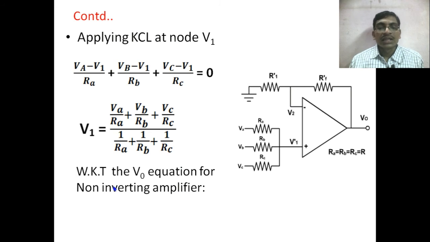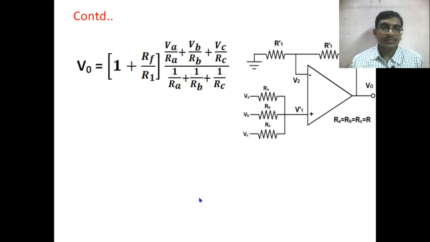We know the V0 equation for the non-inverting amplifier, as it is working as a non-inverting amplifier: the gain of this operational amplifier is 1 plus RF by R1. Therefore, the output voltage equation can be written as the gain times the input voltage. The gain is 1 plus RF by R1, which is the non-inverting amplifier gain, times the input voltage V1. This is the V1, right? We already calculated it. Now we are going to substitute the V1 value in the V0 equation.